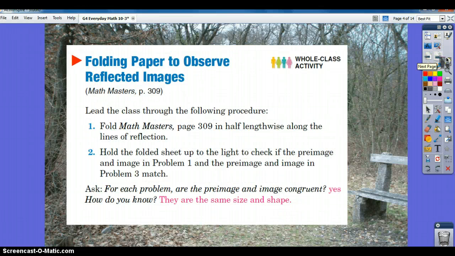Fold MathMasters page 309 in half lengthwise along the lines of reflection. Hold the folded sheet up to the light to check if the pre-image and the image in problem 1 and the pre-image and image in problem 3 match. So for each problem, are the pre-image and the image congruent? Yes. How do you know? They're exactly the same size and shape.